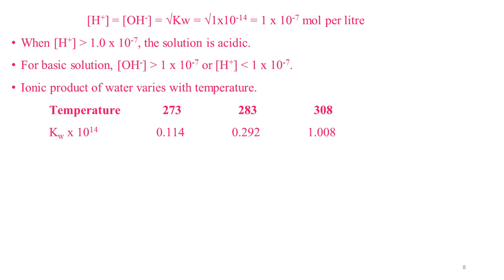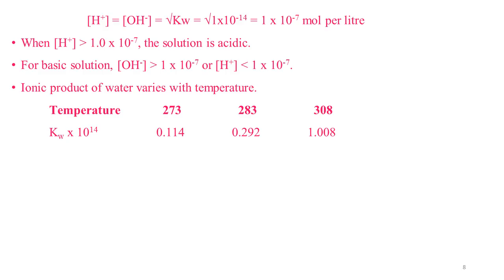When the concentration of H+ is greater than 1 × 10^-7, the solution is said to be acidic. For a basic solution, the concentration of OH- is greater than 1 × 10^-7, or the concentration of H+ will be less than 1 × 10^-7.